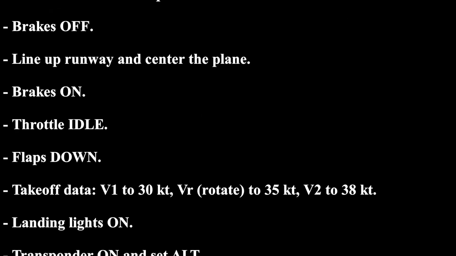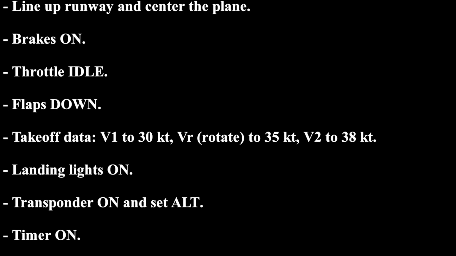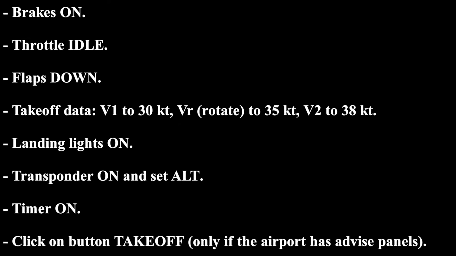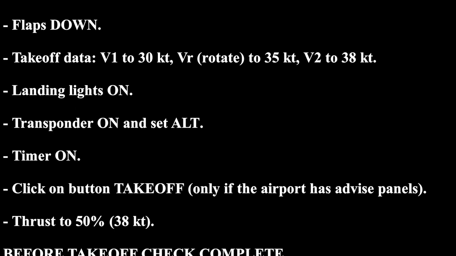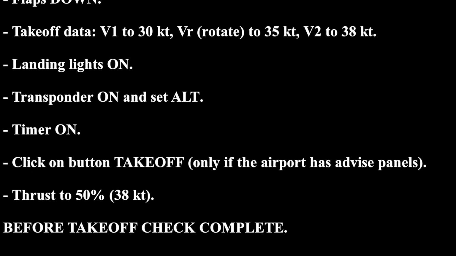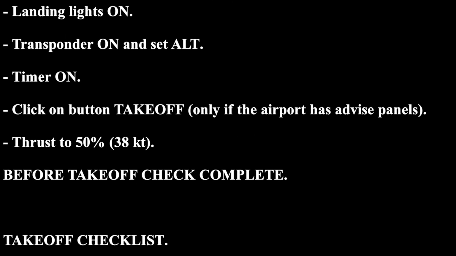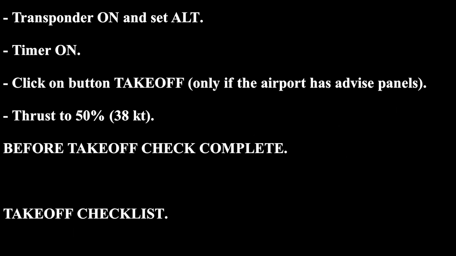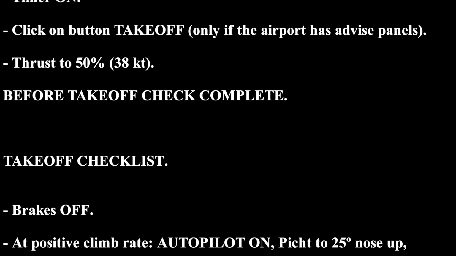Takeoff data: V1 to 30 kT, VR, rotate, to 35 kT, V2 to 38 kT. Landing lights on. Transponder on and set Alt. Timer on. Click on button takeoff, only if the airport has advise panels. Thrust to 50%, 38 kT. Before takeoff check complete. Takeoff checklist.